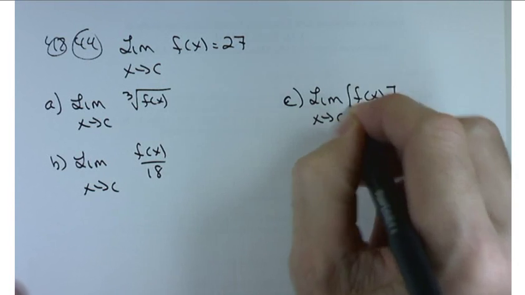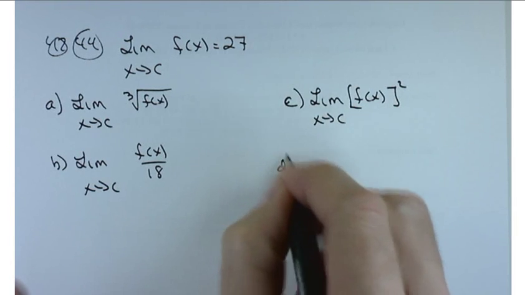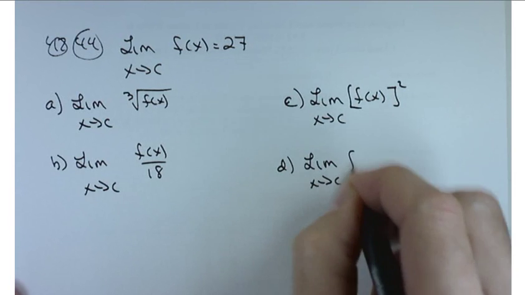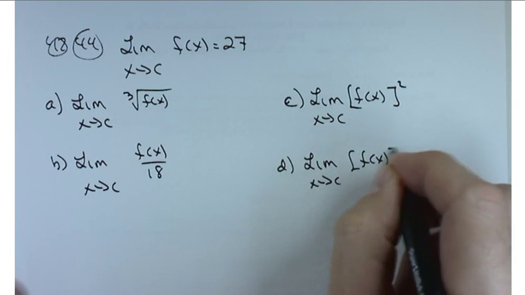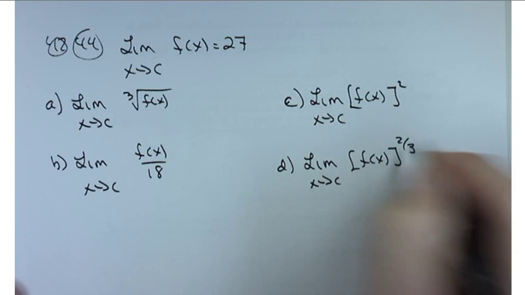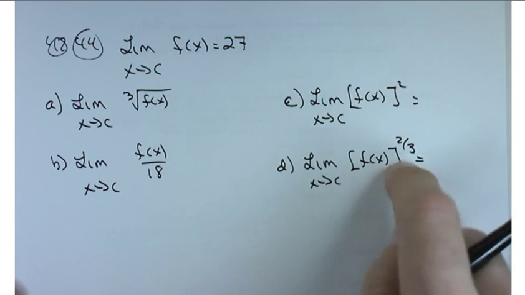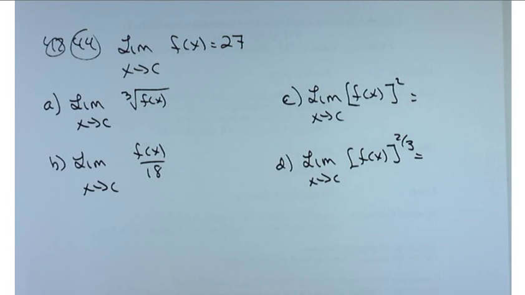So it's the whole thing squared. And last but not least, the limit as x approaches c of f of x to the 2/3 power. And we should be able to come up with a nice exact expression without using our calculators. You can if you want, though. See if you can do it without it.